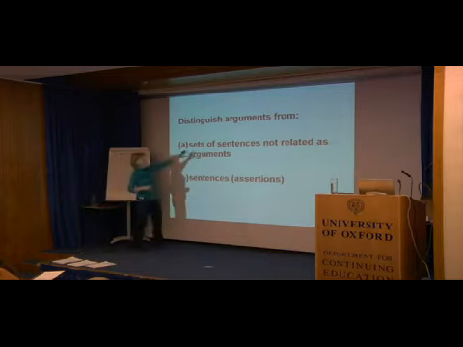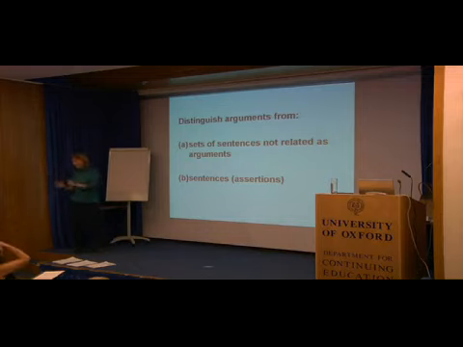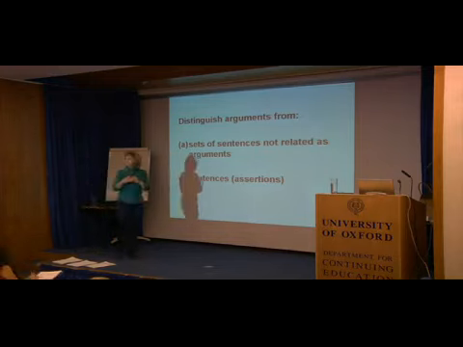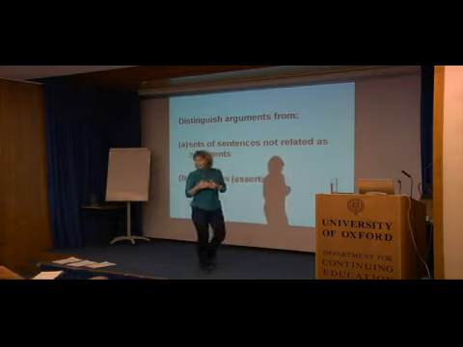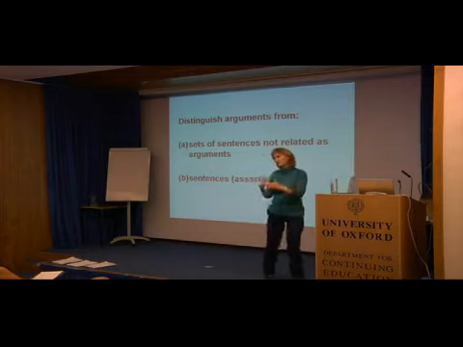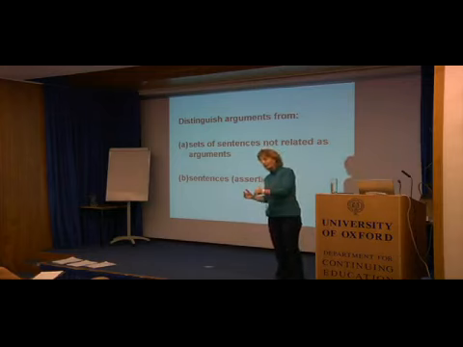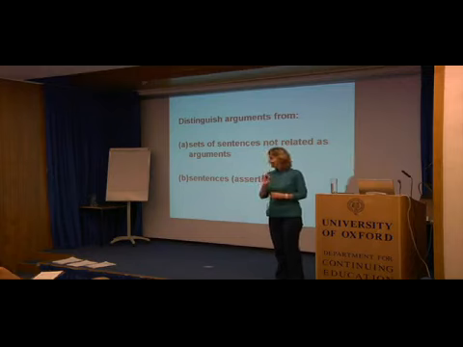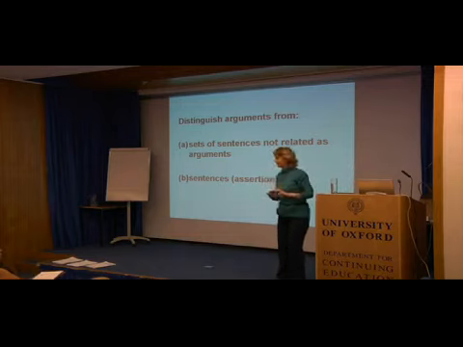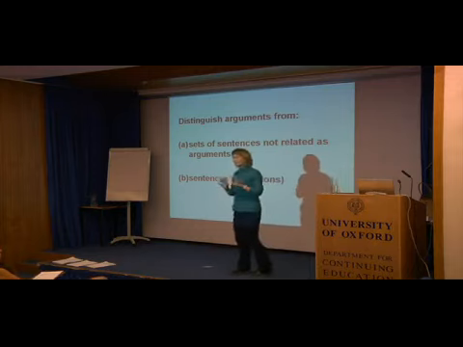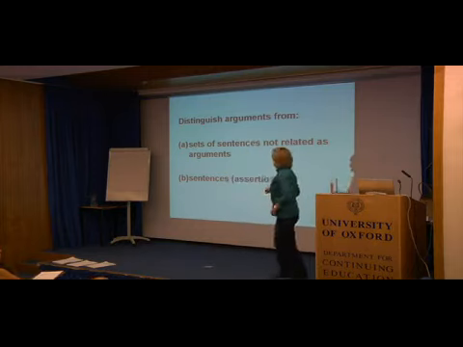And the second type of sets of sentences you should distinguish from arguments are those that are related, but not as the sets of sentences that constitute an argument are related. In order for a set of sentences to be an argument, it's got to be related in the sense that the conclusion is being said to follow from the premises. That's what an argument is. If that relation isn't being said to be there, then it's not an argument.